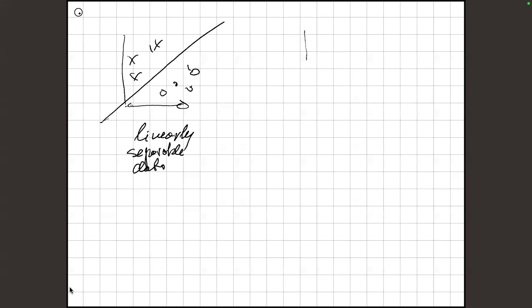But many real problems are not of this kind. A typical example could be that, again in two-dimensional space, samples of one class are located like this, and samples of the other class are placed like this. Definitely in this case, you cannot draw a line. So what to do? This is the non-linear case.